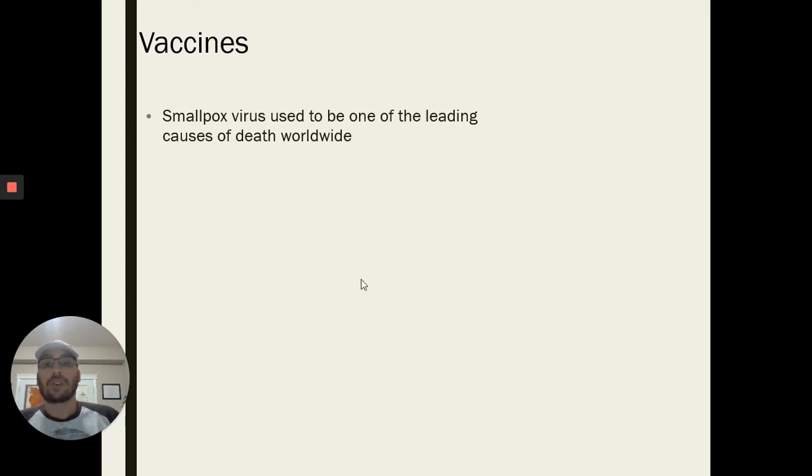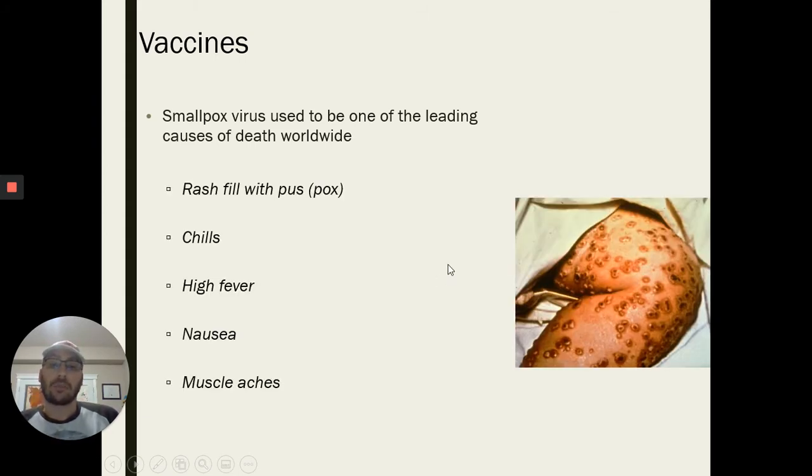So the smallpox virus used to be the leading cause of death worldwide. So it was a very, very big disease that was killing a bunch of people. Okay? And there's a beautiful picture of some of the symptoms of smallpox. You get rashes filled with pus, chills, high fevers, nausea, and muscle aches. Wouldn't want that, wouldn't wish it on your worst enemy.